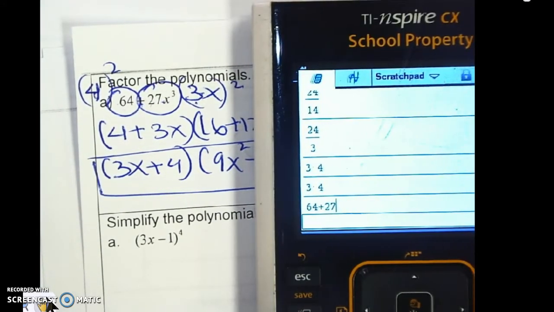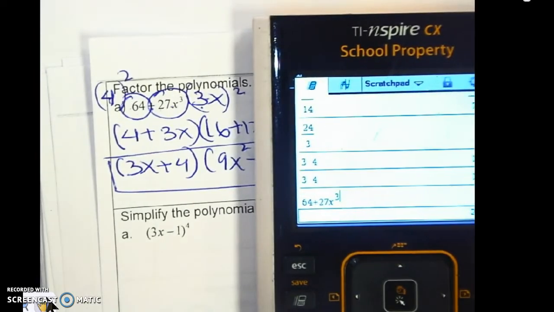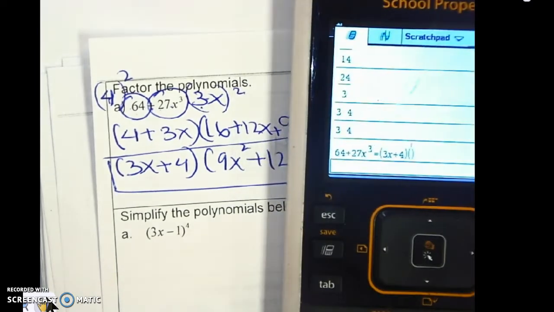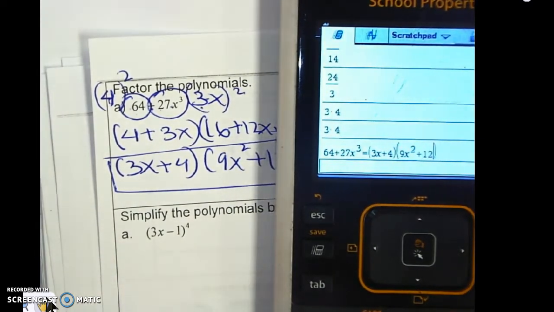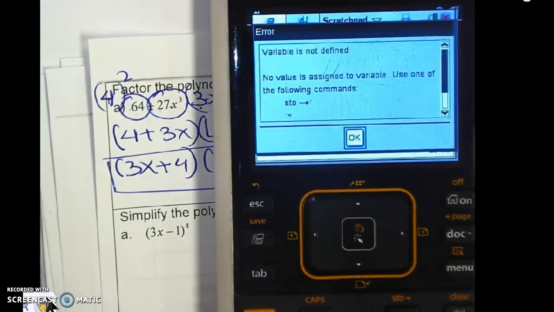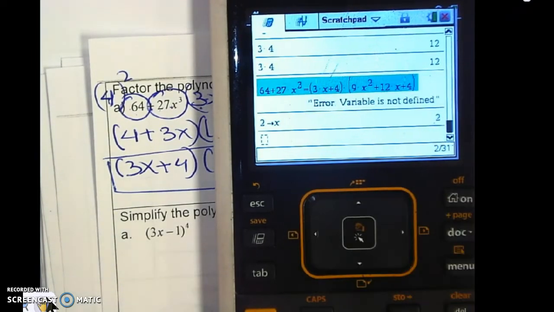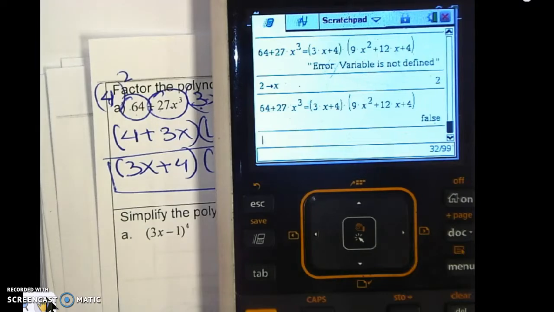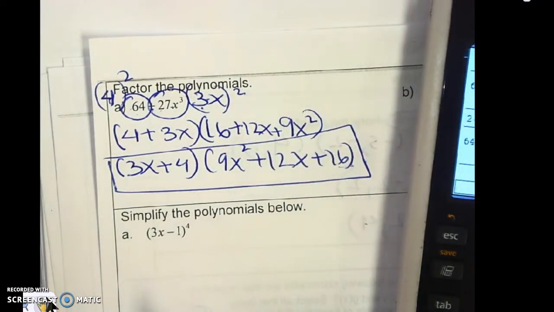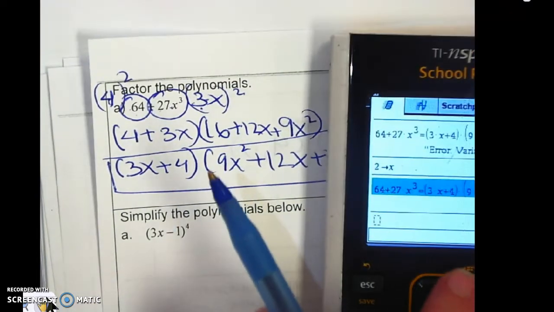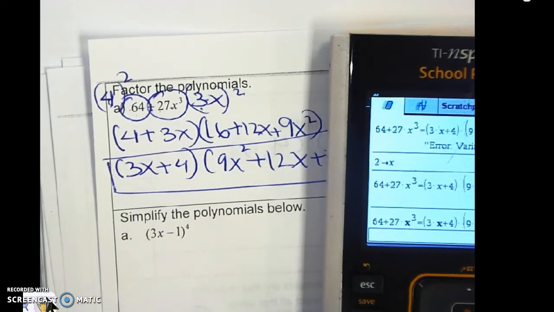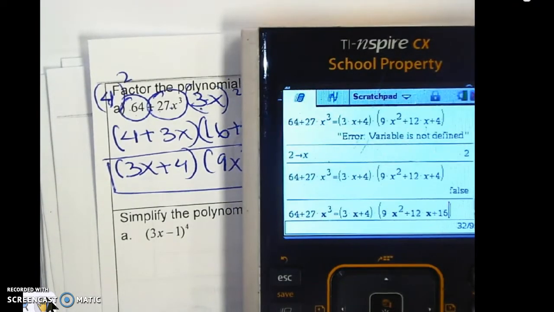64 plus 27x cubed equals parenthesis 3x, and I'm going to plug in my final answer, in case I made a mistake. 9x squared plus 12x plus 4. It tells me, uh-oh, because I forgot to store a value. 2, control var, x, up, up, up, up. It's highlighted, enter, and uh-oh, false. Why is that false? Oh, because I plugged it in wrong. Okay, let's try plugging it in correctly. Plus 16. Okay, now we're good.